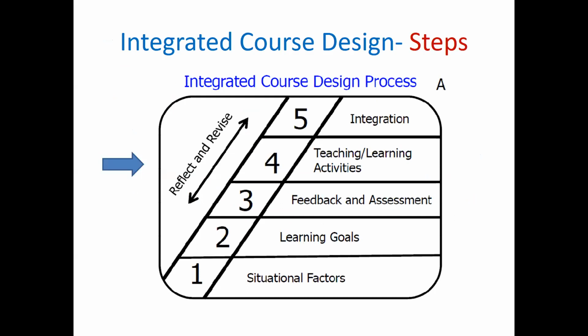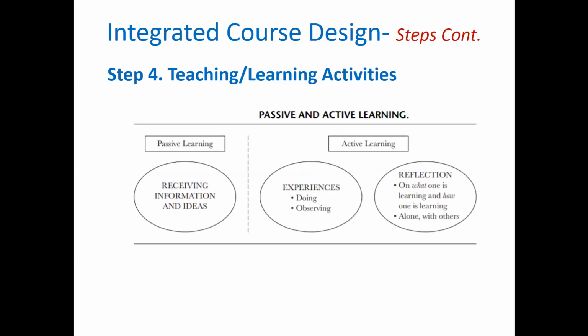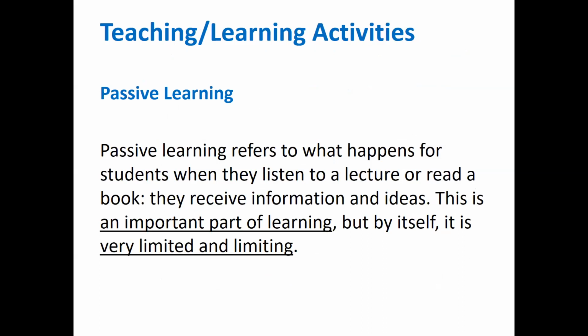The fourth step actually is the teaching and learning activities. I'm sorry, activities. So what do we do in order to achieve your goals, and you can assess them clearly? So what are the activities? Now, if we go to the two types of learning, the passive learning and active learning, that's I think the key for this one.